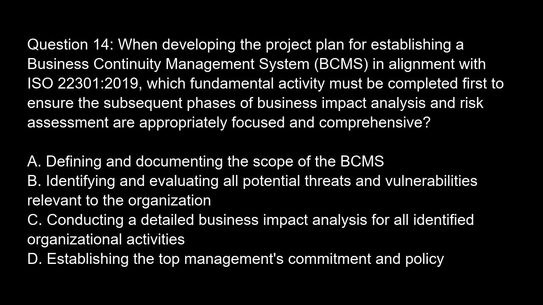Question 14. When developing the project plan for establishing a business continuity management system, BCMS, in alignment with ISO 22301:2019, which fundamental activity must be completed first to ensure the subsequent phases of business impact analysis and risk assessment are appropriately focused and comprehensive? Option A. Defining and documenting the scope of the BCMS. Option B. Identifying and evaluating all potential threats and vulnerabilities relevant to the organization. Option C. Conducting a detailed business impact analysis for all identified organizational activities. Option D. Establishing the top management's commitment and policy.